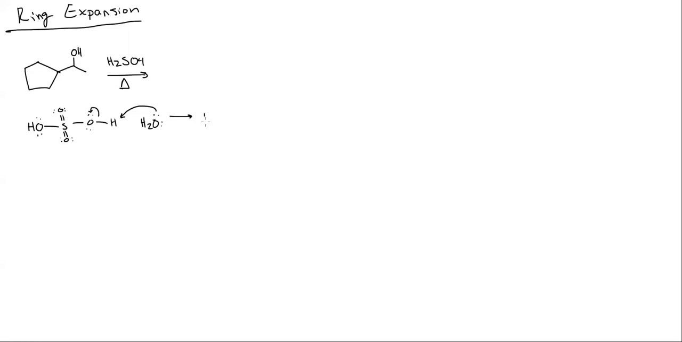And then I get my hydronium that I need to do the reaction, and I also get HSO4 minus. Okay, just like I have been doing. All right, and again, this is a 2-degree alcohol, so this is going to go through an E1 mechanism, and it's going to have a carbocation. So that's the whole reason we can have our ring expansion in the first place, right?